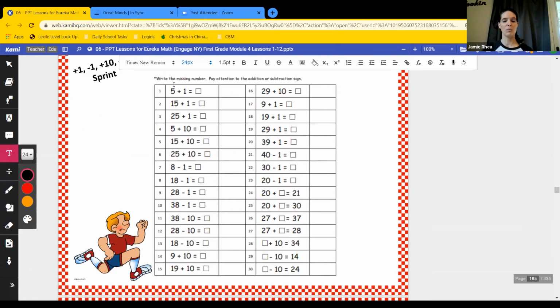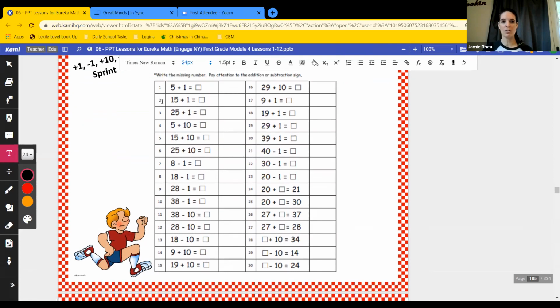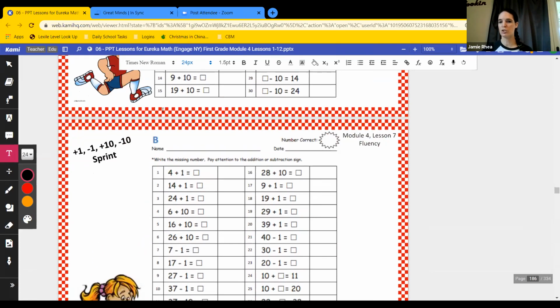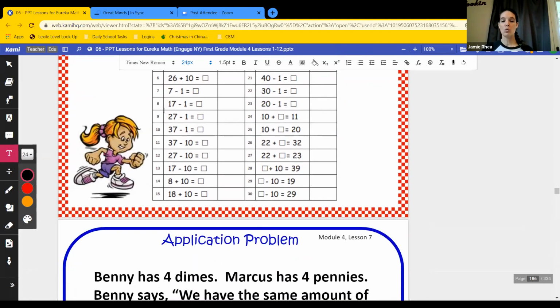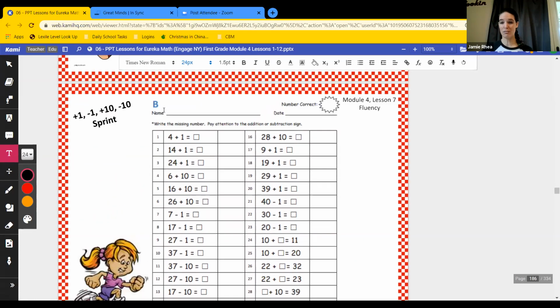Now, you know what we have to do. We have to set a timer. 2 minutes. How many can you get correct in 2 minutes? You're either going to get A or B. I'm not sure which one you're going to get. So go pause the video right now. Go work on your sprint for 2 minutes. Then come back, unpause the video, and let's do our application problem, okay?